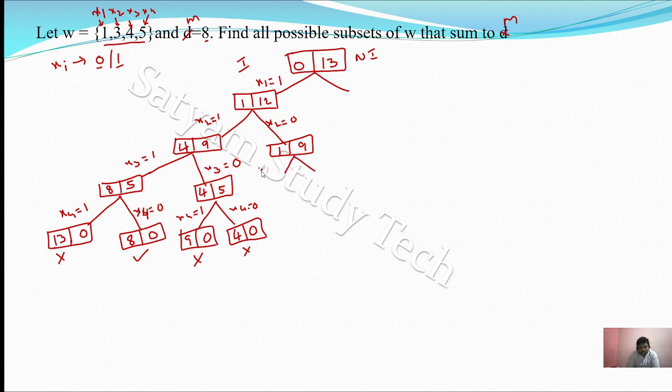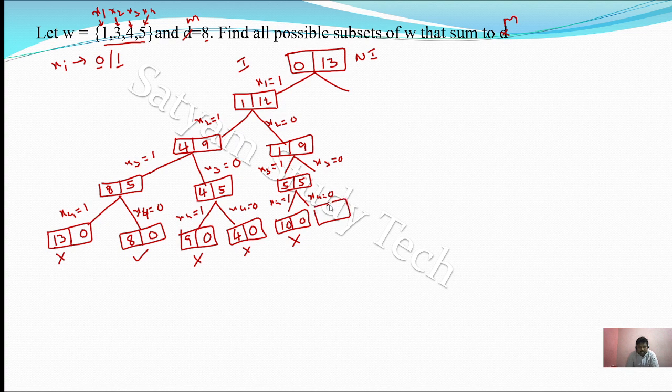Here it is x3 is included, x3 is not included. If x3 is included, x3 value is 4, so 4 plus 1, that is 5. Subtract 4 from 9, here it is also 5. So here x4 is included, x4 is not included. If x4 is included, x4 value is 5, so 5 plus 5, that is 10. 5 subtract 5 is 0, so it is also not a solution. 10 less than or equal to 8, it is not a solution.